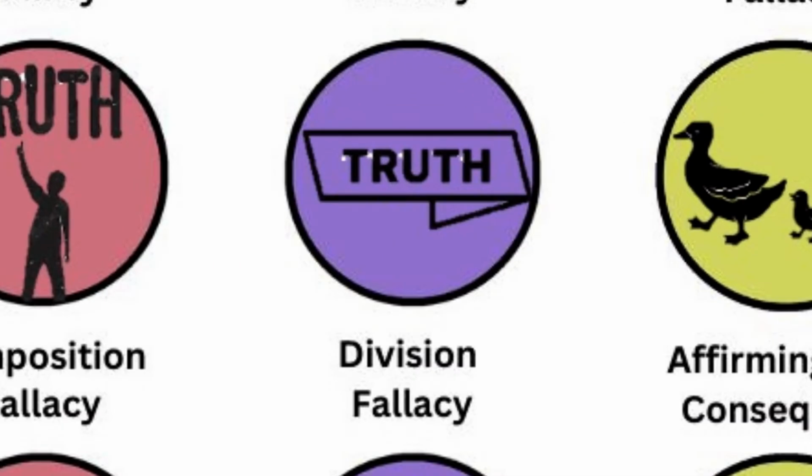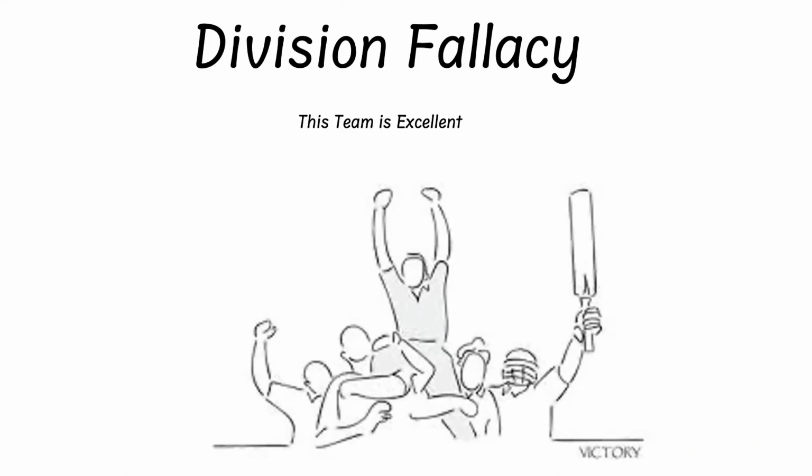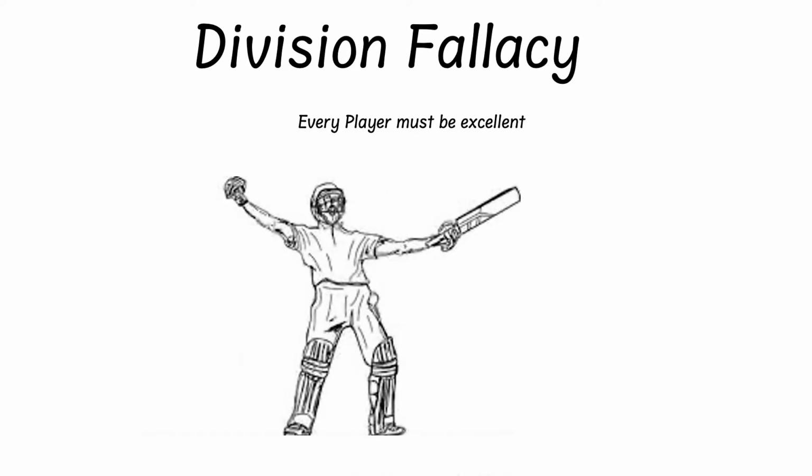Division fallacy. The division fallacy assumes that what is true for the whole must also be true for its individual parts. It fails to recognize that properties of the whole may not apply to individual elements.